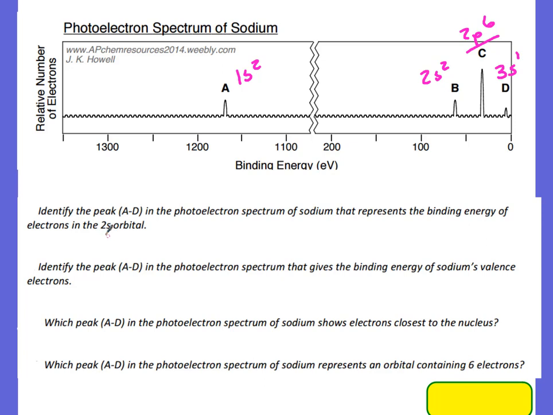So it says which one represents the 2s. Well, I've already labeled everything, so that becomes an easy question of just B. The next one says, which one is valence electrons? Valence electrons are my outermost electrons, so that would be D. Which one is closest to the nucleus? That would require the most energy to remove, which is also in the first ring, so that would be A. And the last one says, which one contains 6 electrons? Well, that would be the one that's the tallest out of all these, or C.